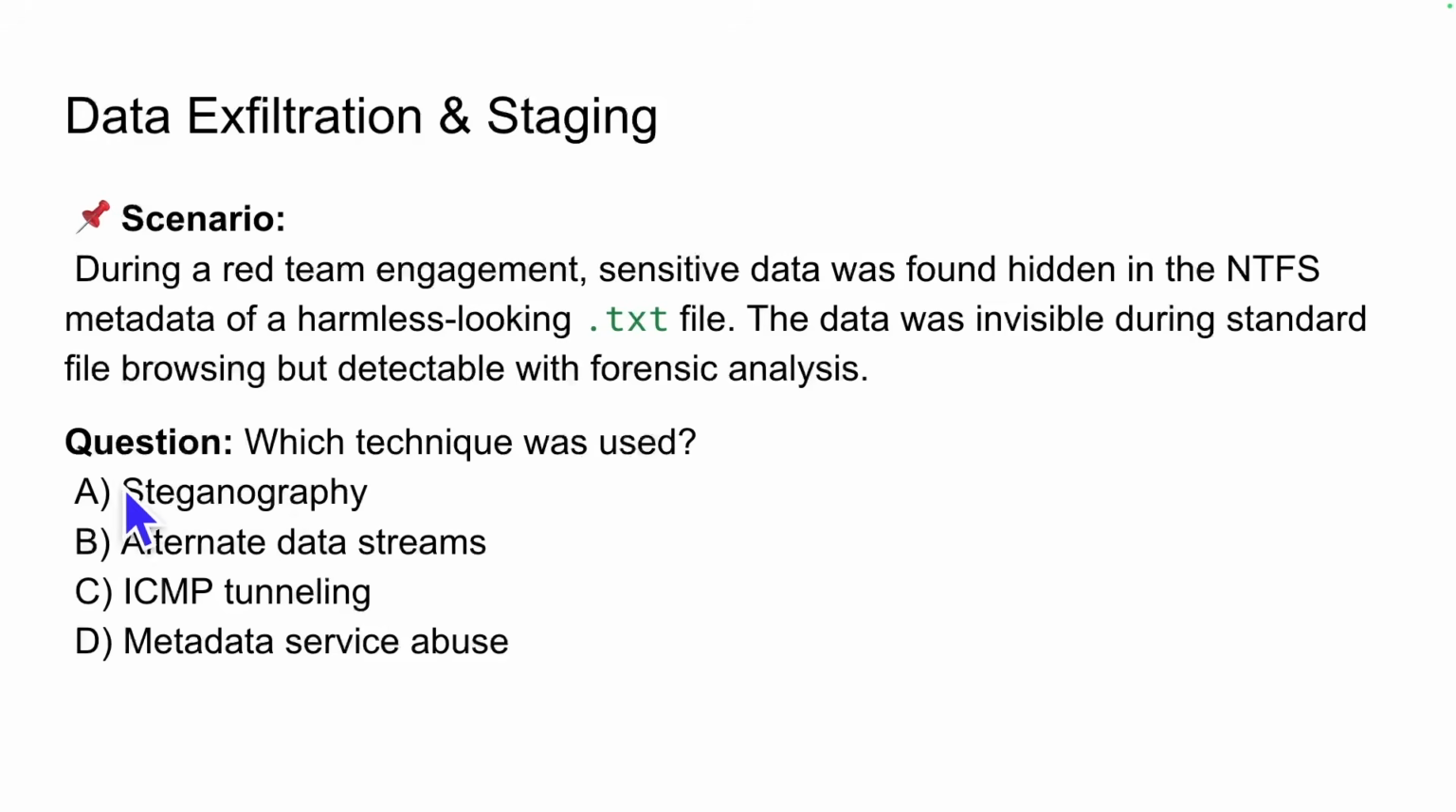Steganography has to do with images, media files, things like that. ICMP tunneling is for the ping. Metadata service abuse. Ooh, that's a really good trick answer right there. Metadata service abuse is tricky because it actually has metadata of the harmless looking text file. But NTFS is the big key right here, which has to do with the alternate data stream. So my answer would be B.